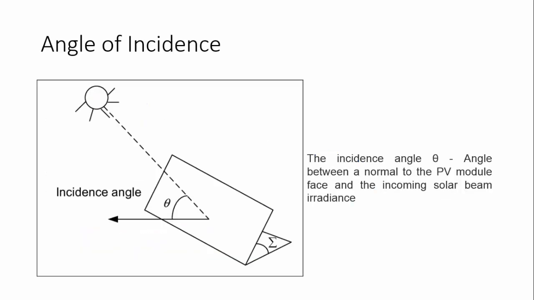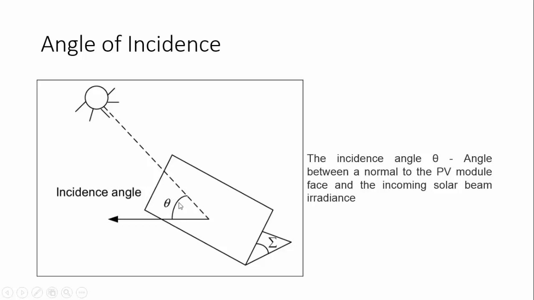So in order to visualize that, I have taken an image. Here we can see the incident angle theta. We have to draw a line perpendicular, or normal, to the surface of the solar panel. The angle between the normal to the solar panel and this line from the sun is called the incident angle. If the sunlight is itself normal to the solar panel, the angle will become 0.